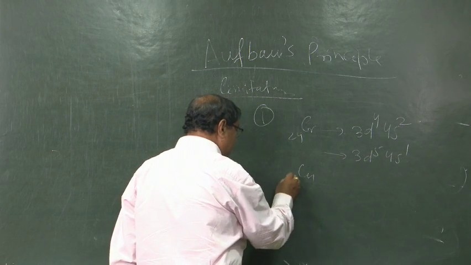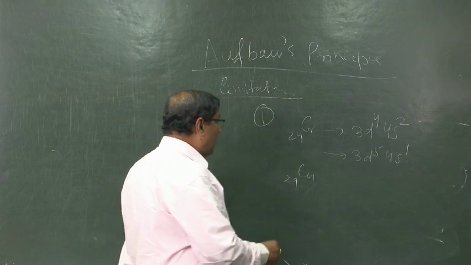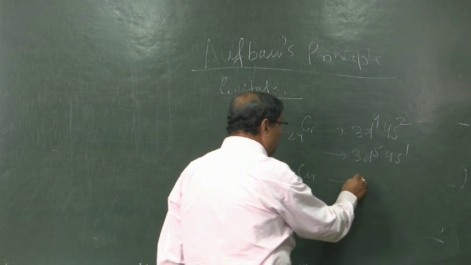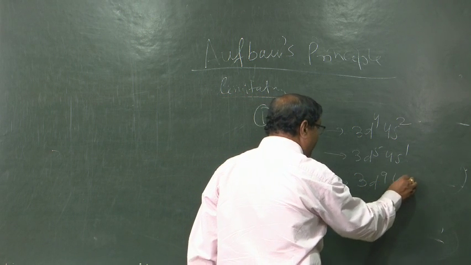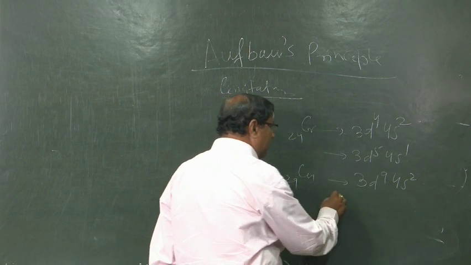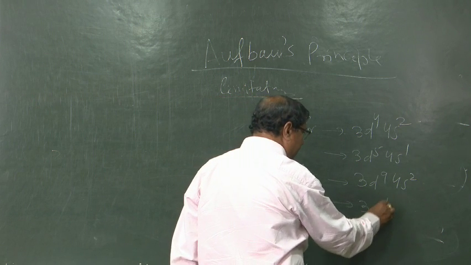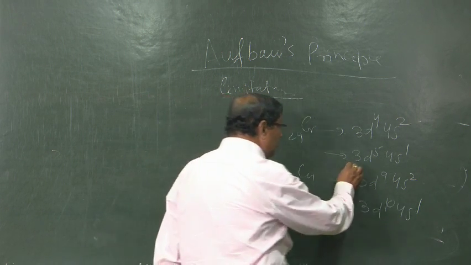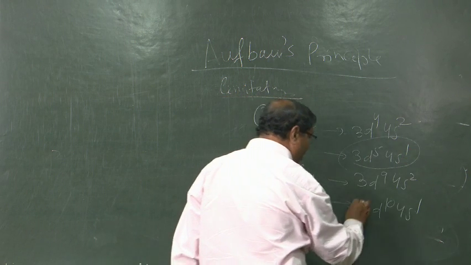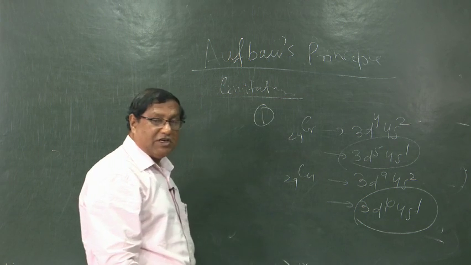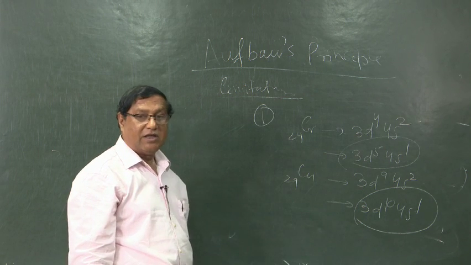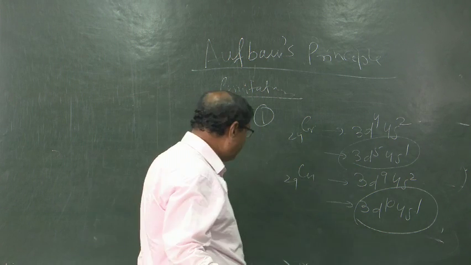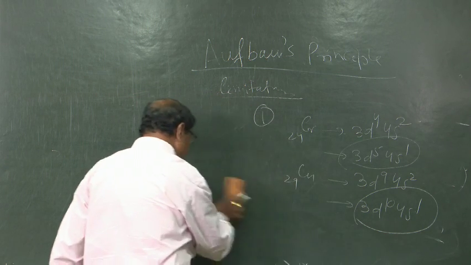Similarly, if you take the case of copper 29, according to the above principle, it will first fill up the 4s, then the 3d, so this will be 3d9 and 4s2. But the actual stable state is 3d10 and 4s1. So, the actual configuration is 3d5 4s1 for chromium, and 3d10 4s1 for copper, because it is a more stable state. Half filled and fully filled states are more stable. I will tell later on why half filled and fully filled are more stable. This is one exception.